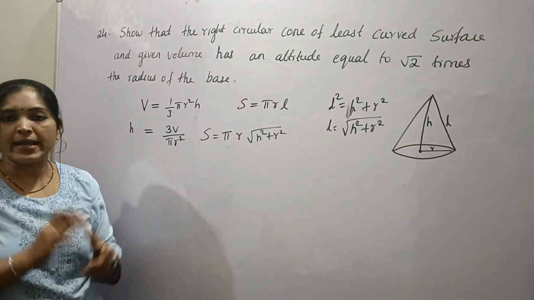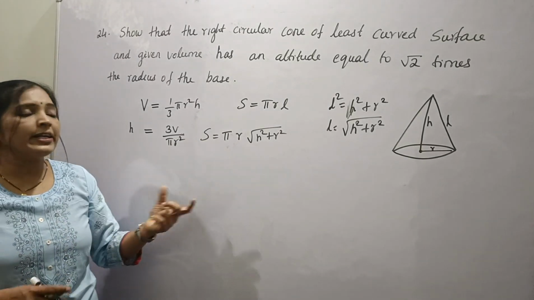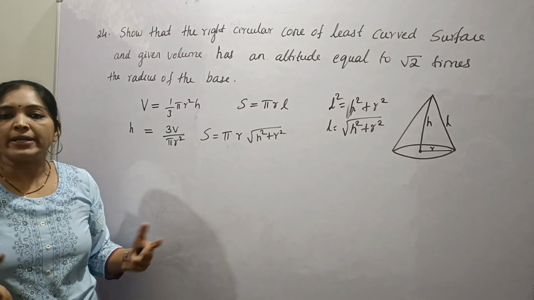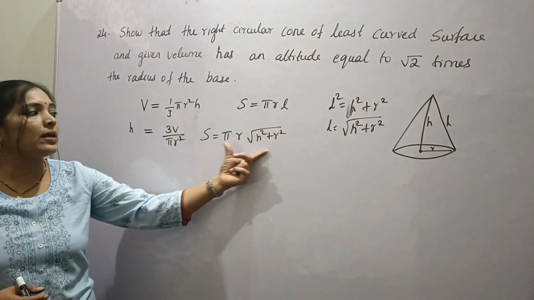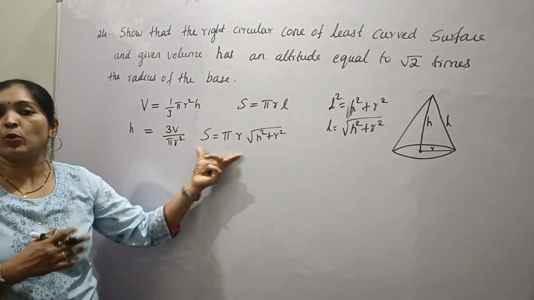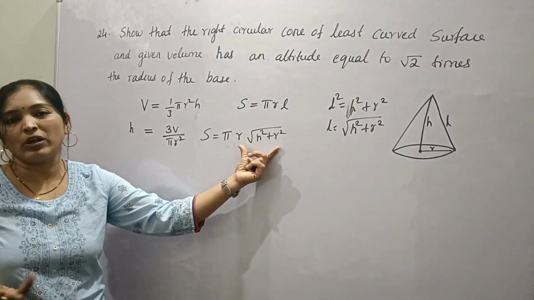This function, that is S. So here it is better to square it. We know that if S square is minimum, then S is also minimum. So let's take square on both sides, so that this square root will be removed.